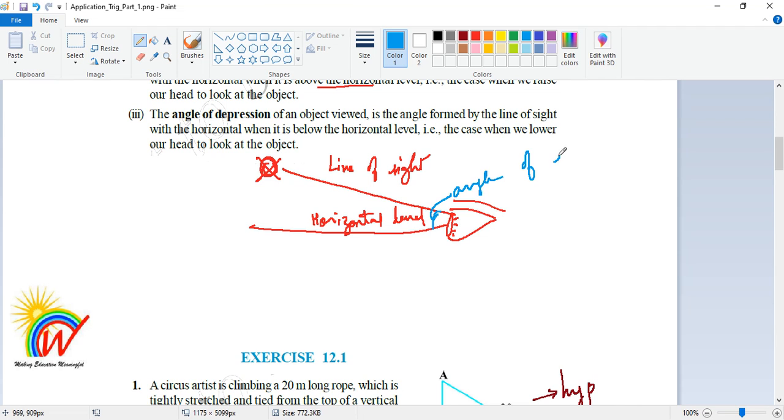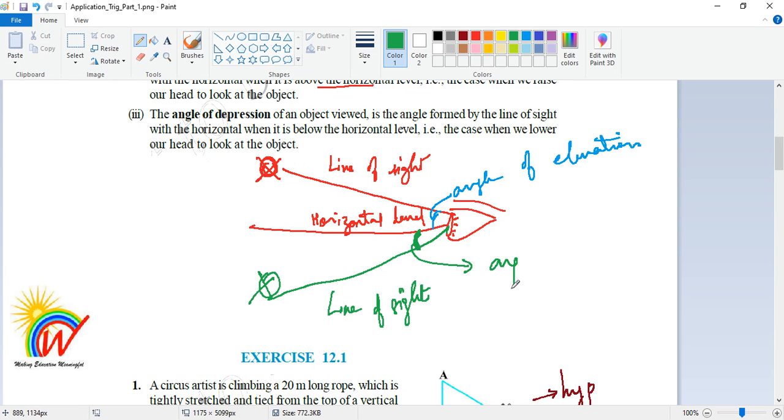Similarly, if there is an object which is at the bottom, let's say there is an object at the bottom over here, now the object is below the horizontal level, so the line of sight will be over here. This will be the line of sight, right? So the angle made by the horizontal level and the line of sight, this one is called the angle of depression.